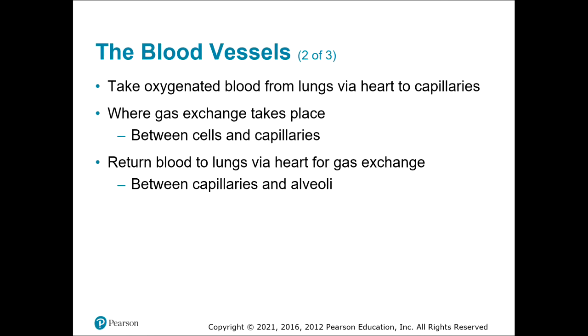So blood vessels take oxygenated blood from the lungs through the heart and to the capillaries. Capillaries then offload the oxygen and nutrients and then take on the byproducts, which are carbon dioxide and waste products from the cells. They then carry it to the veins. The veins carry the deoxygenated blood back to our heart and to our lungs for offloading.